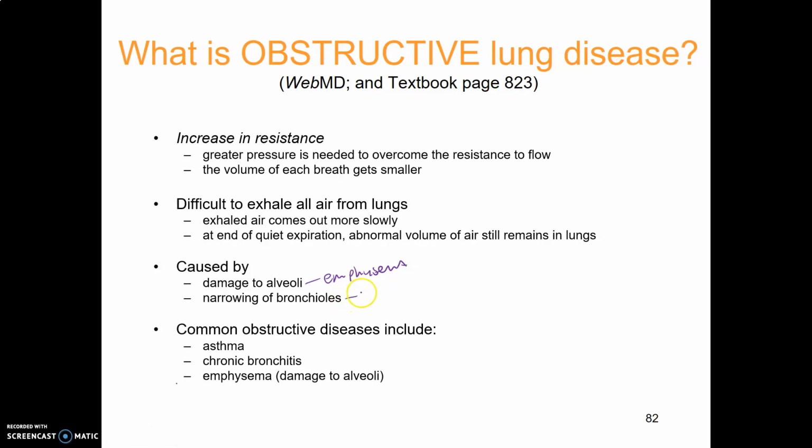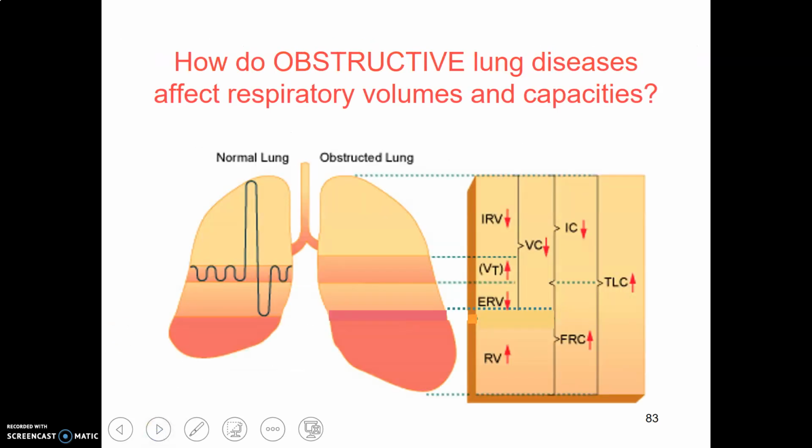Okay, and then this is asthma and bronchitis. All right. So let's look at it one more time. The big difference we see here is all this air trapped in the lungs.